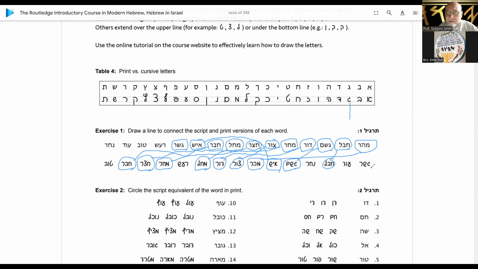I think it's going to be this one right here, because that E is actually a shin. It looks like a reversed E in English, but it's a Hebrew cursive shin. So gesher, it's going to be this one. And this has to connect, so I'm going to bring this line all the way over here and connect it.